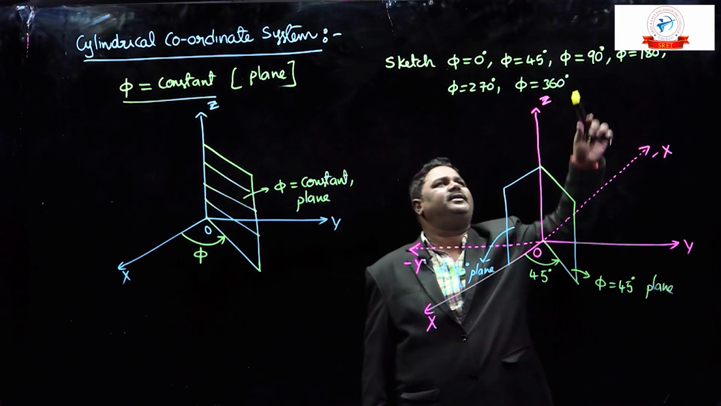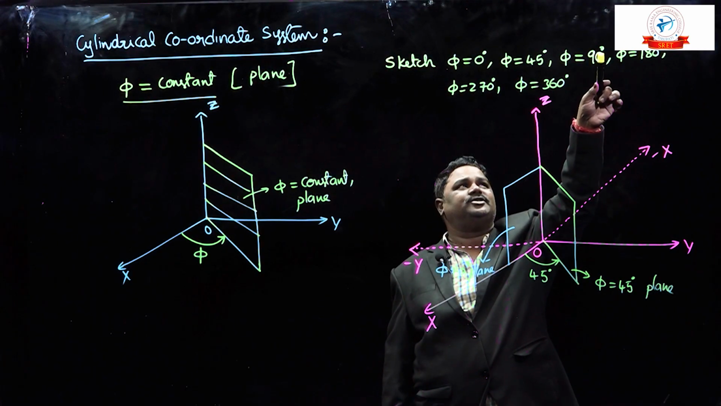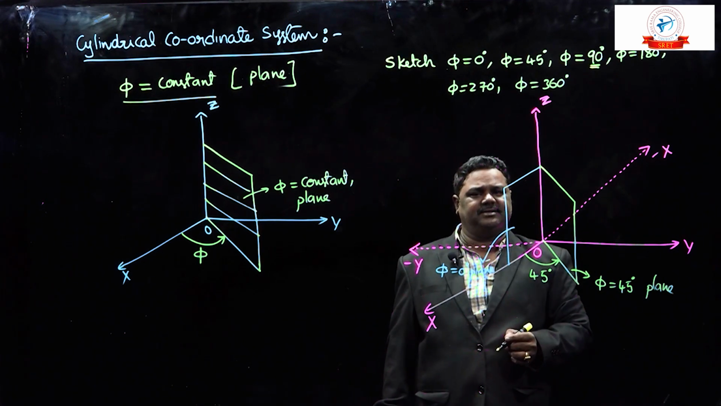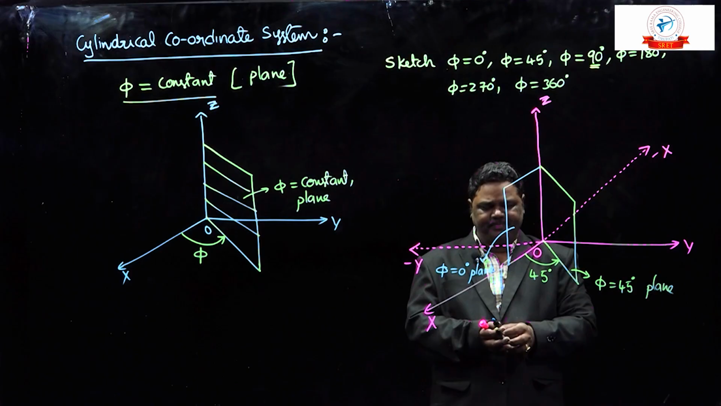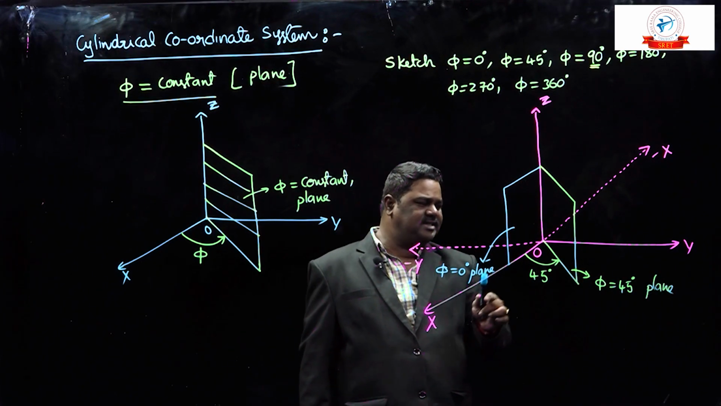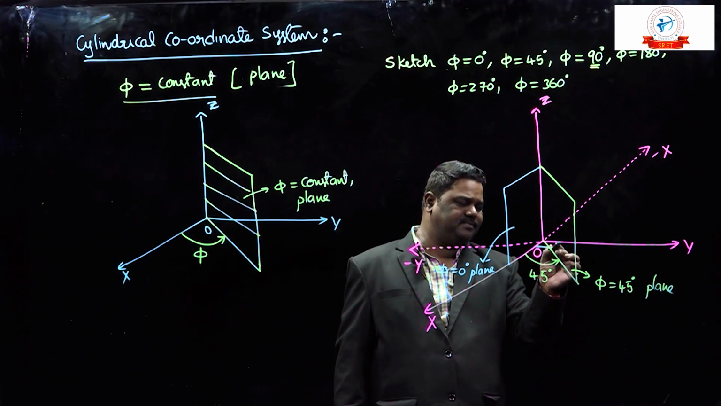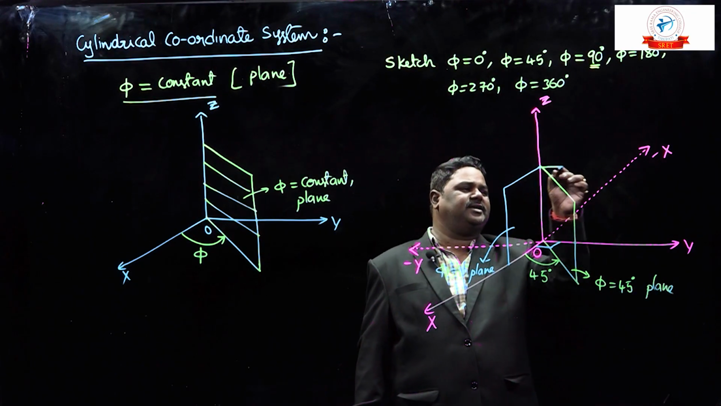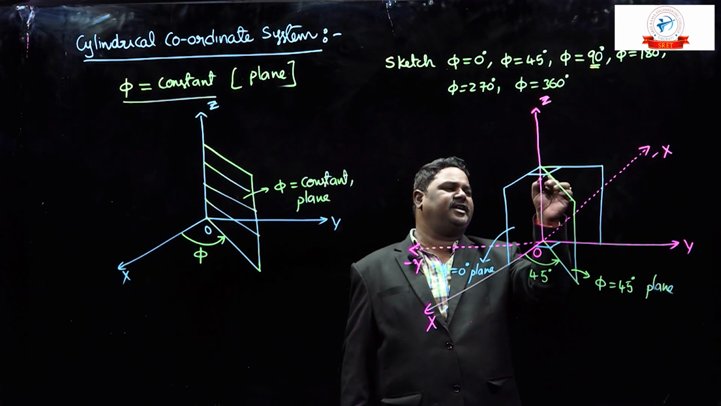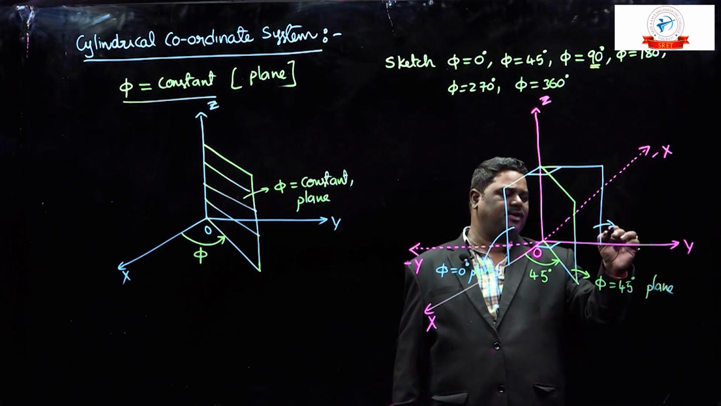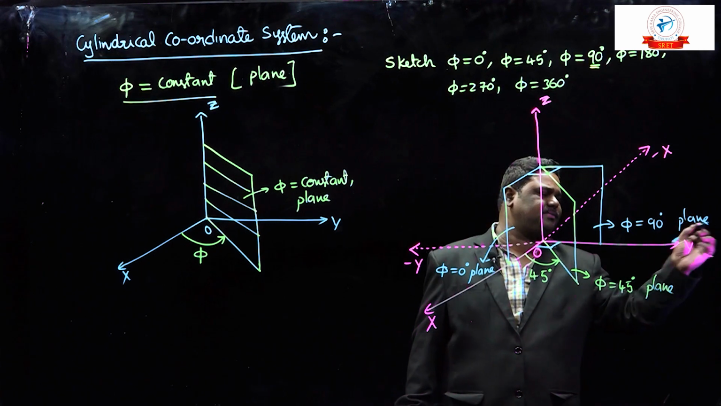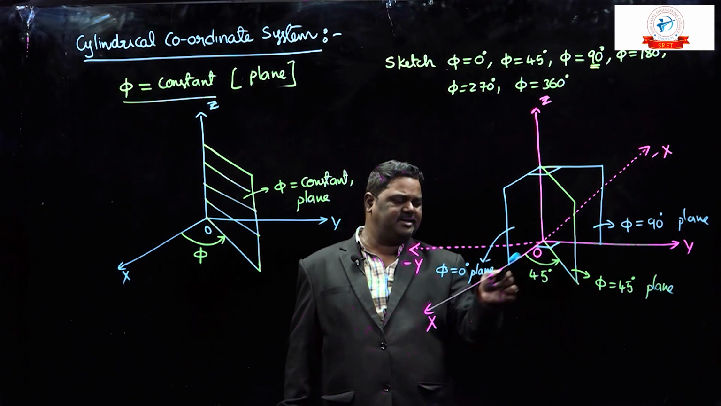Similarly, we consider what is phi is equal to 90. Here it says that the plane which makes 90 degrees with the x-axis is called the phi is equal to 90 plane. The angle between the x-axis and the y-axis is 90 degrees. So now you consider the plane on the y-axis, which makes 90 degrees with the x-axis. So this is called the phi is equal to 90 plane.